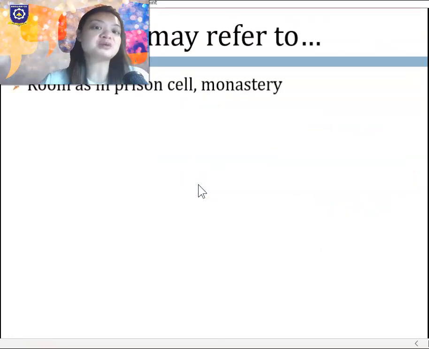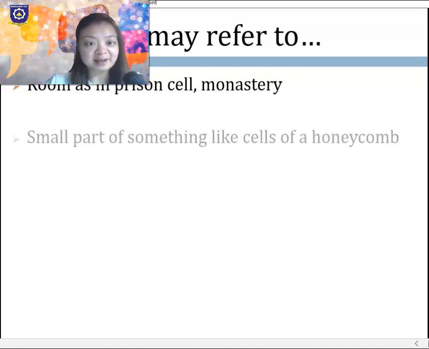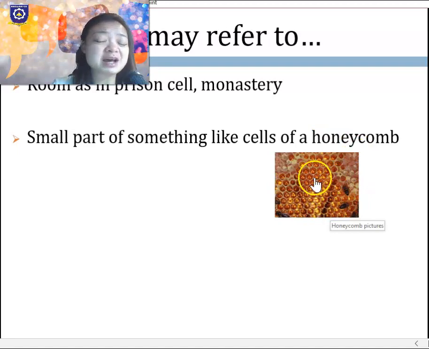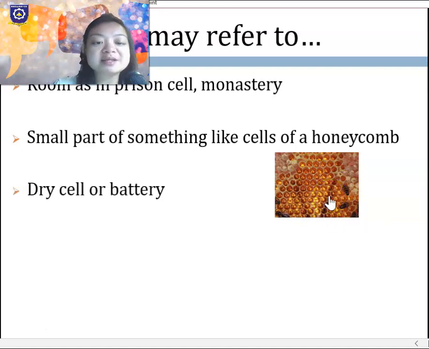Alright, so a cell may refer to a room in a prison cell. It may refer to small little cells in a honeycomb. This is actually what you find inside the homes of bees, alright? This is where they store their honey. Alright, a dry cell or a battery.